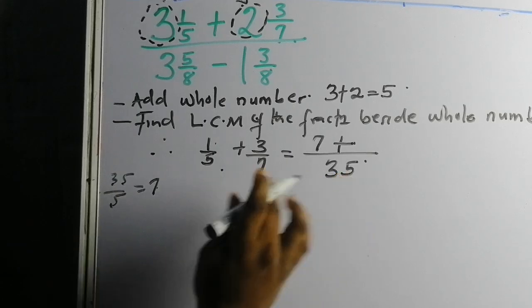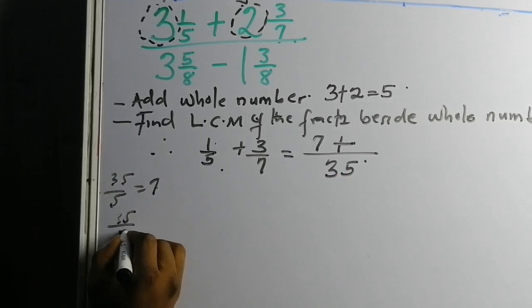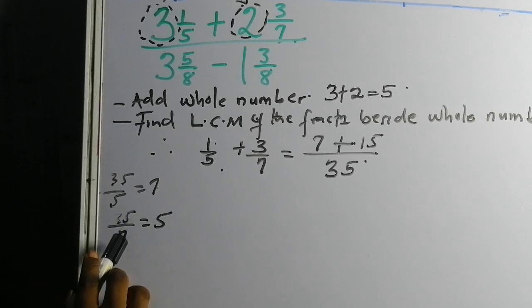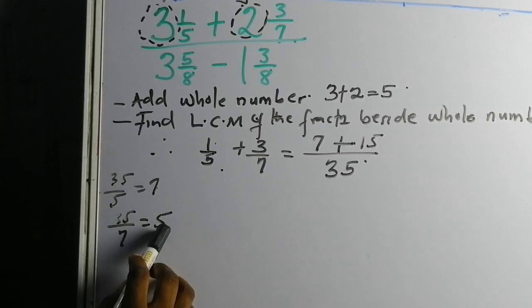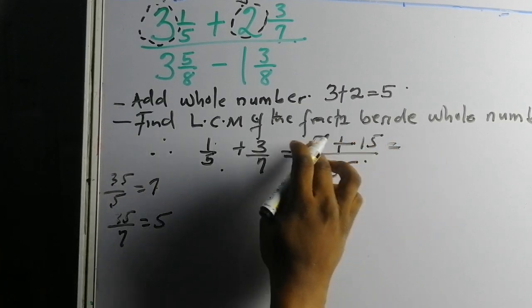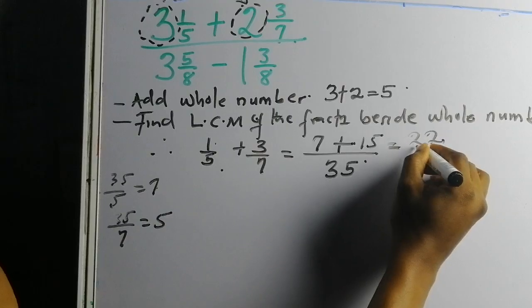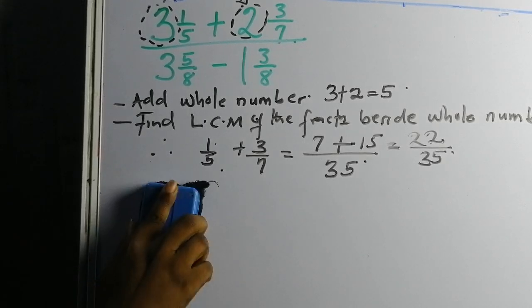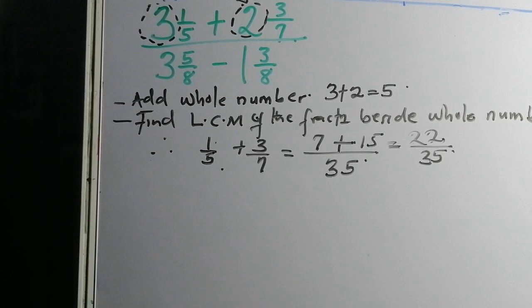So now the same thing applies here. 35 divided by 7 is 5. 5 times 3 is 15. So 15 plus 7, that's 22 over 35. So 22 over 35. So now you've gotten the value beside the whole number for the numerator.